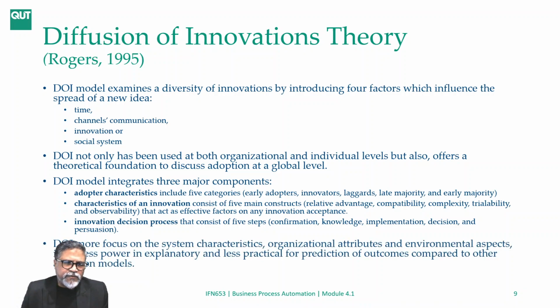So diffusion of innovation theory focuses on the system characteristics, organizational attributes, and environmental aspects, and it has less explanatory power and is less practical for prediction of outcome compared to other adoption models, right? Because it's more like a categorization model, right?